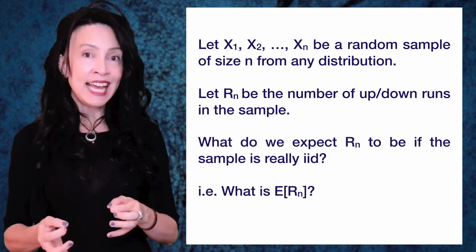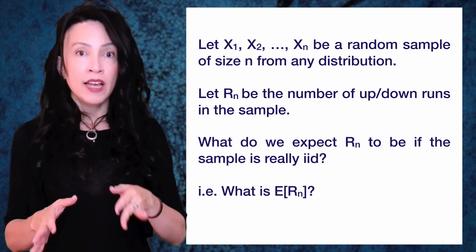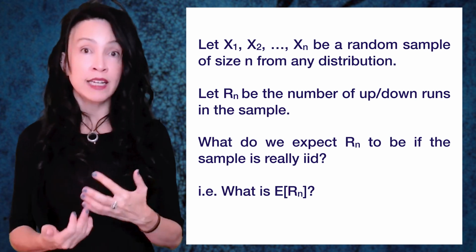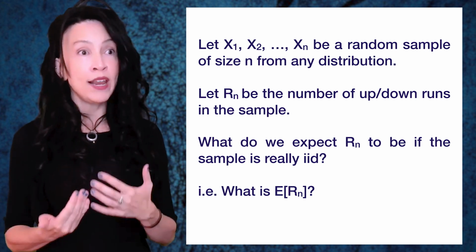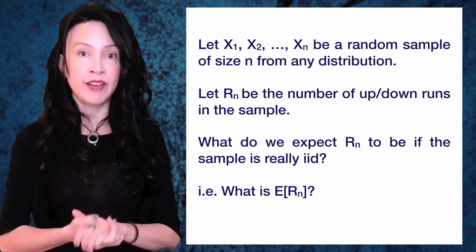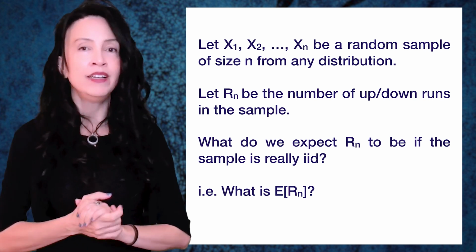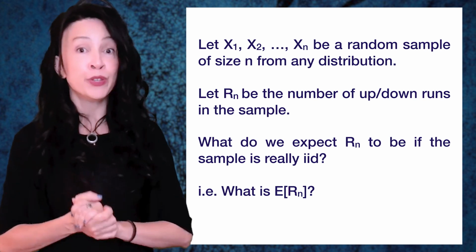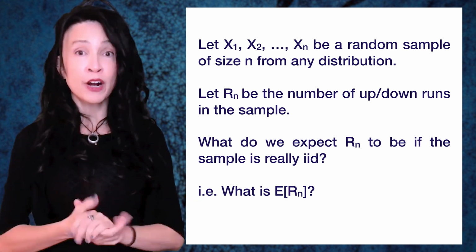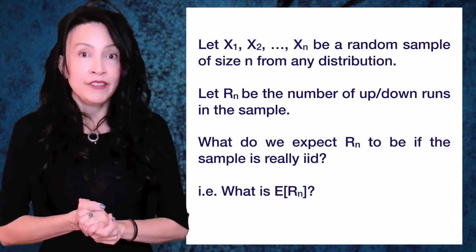I did say that I was doing continuous distributions only, and I am, but this could be done for discrete distributions. It's just that you would have to define things a little bit differently, like how do you count the runs if you start seeing ties, like repeated values? That's not going to happen in the continuous case, so it's a little easier to talk about continuous distributions for this runs up-down test. What do we expect Rn to be? We want to know the expected value of Rn, so let's try to figure this out.